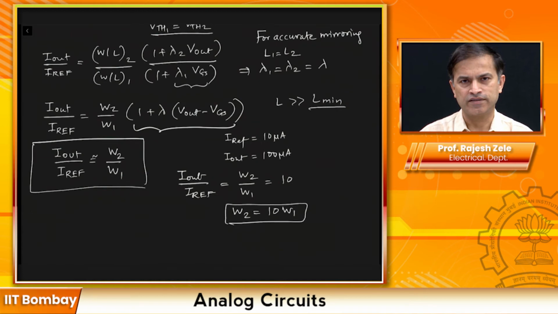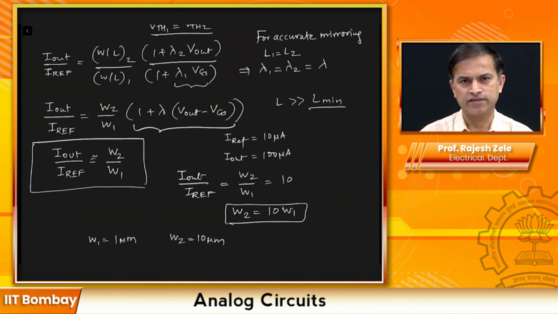So then you may think that, hey, that's pretty easy. I just have to choose 2 devices, with one device which will be a unit size device of W1. Let's say we choose W1 is equal to 1 micron for the sake of discussion. Then I can just choose W2 equal to 10 microns. This would be the natural thinking. However, this doesn't work very well.